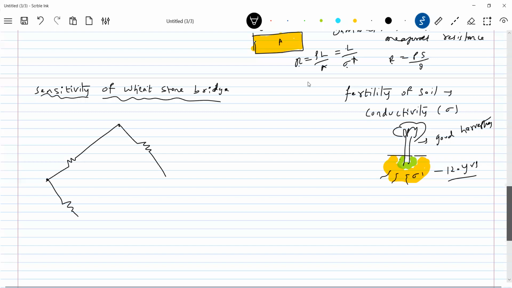just say the theoretical one. We have to derive a formula for the sensitivity. Okay, there's P, Q, this is R, S.